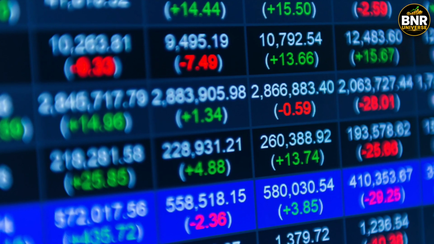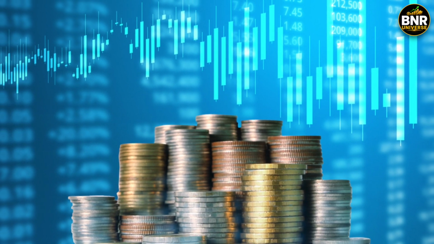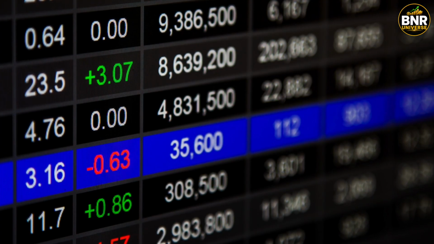The stock market works exactly the same way. The chart simply records every buying and selling decision happening across the market. Price action helps us understand that story.